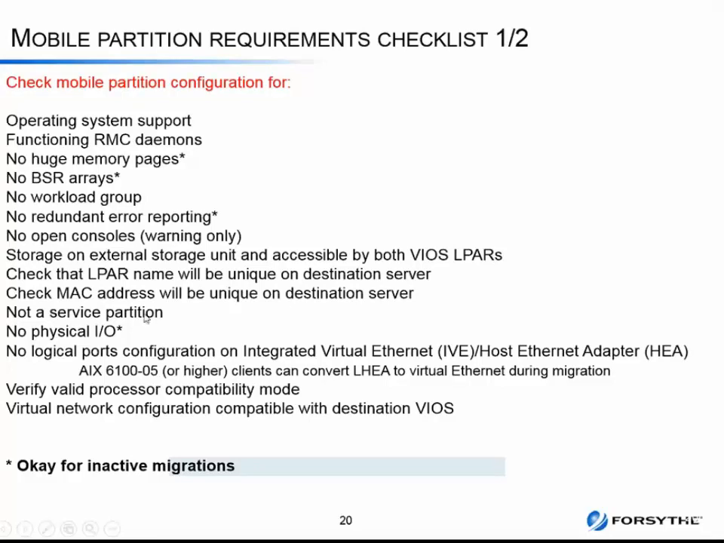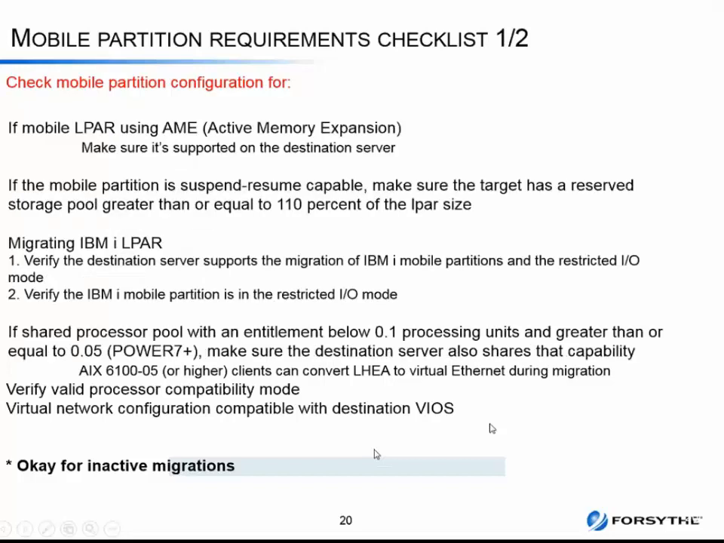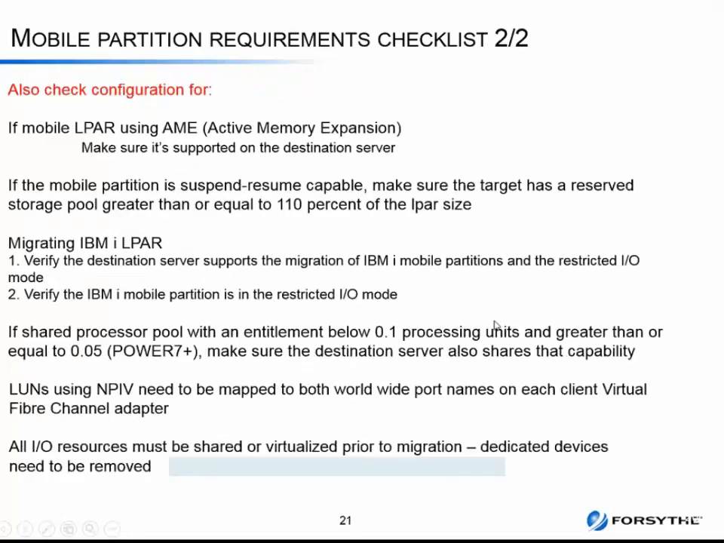Also, any LPAR that's being migrated cannot be configured as the service partition for the server. And normally I turn that off anyway, but just be aware that it cannot be the service partition. And we have to check the processor compatibility modes and so on, which we'll talk about in a little bit. You're also going to look for things like active memory expansion. If you have LPARs that are using active memory expansion, then whatever server that you're moving it to better support active memory expansion.